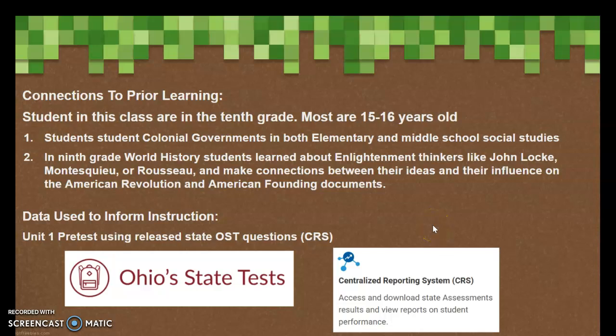So connecting this to students' prior learning. In their middle school years and even in their elementary school years, students have studied American colonial governments, and even in their 9th grade year, last year, 9th grade world history students learned about Enlightenment thinkers from France and Britain, people like Locke, Montesquieu, Rousseau, and the ideas that those Enlightenment thinkers brought forth. And then even in that class, as part of that class content and standards, there is a discussion about how those people influenced the American Revolution and the founding documents.